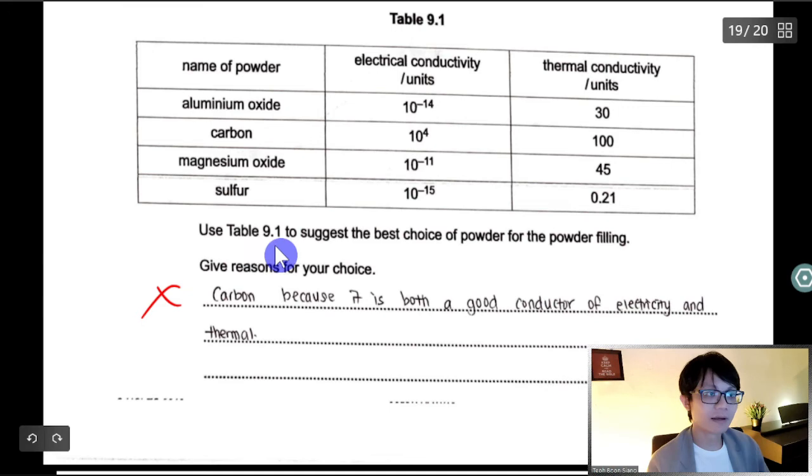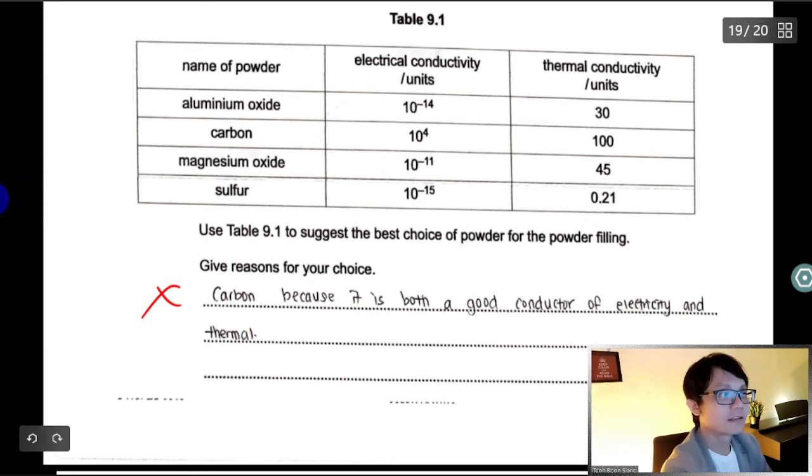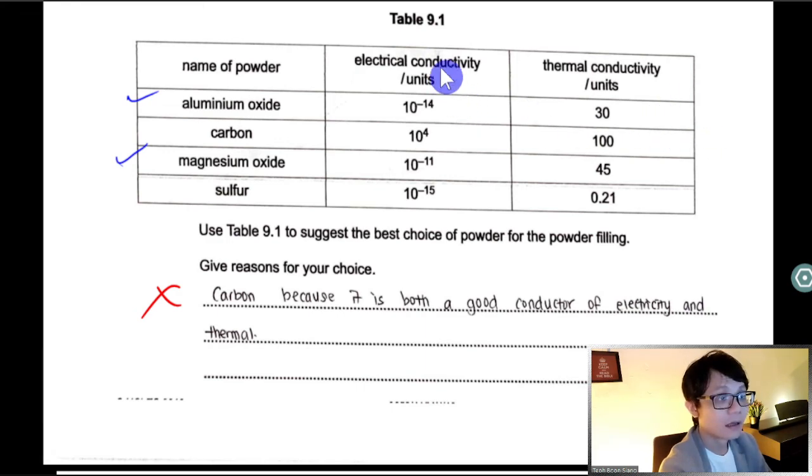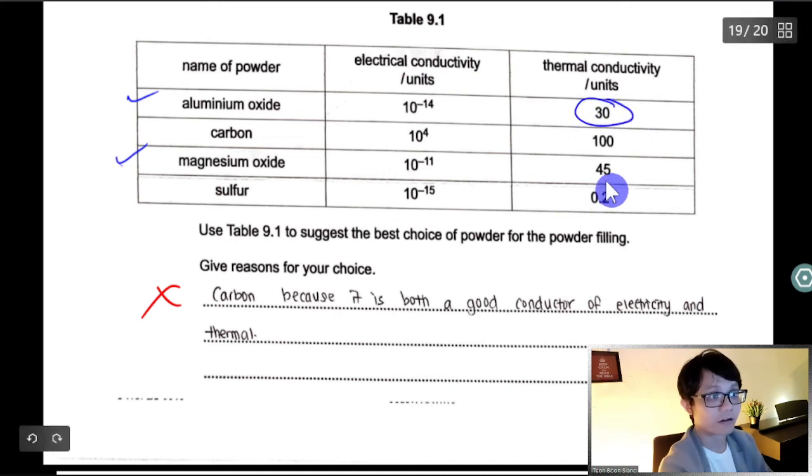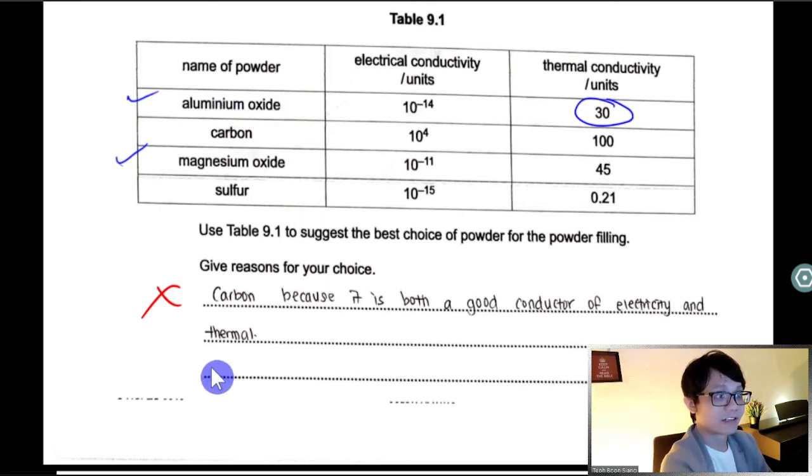Table 9.1 suggests the best choice of powder for powder filling. So what is the best choice? So your answer will be what? Very good. Either you want to use magnesium or aluminium. Let's take the lower one. The lower one will be, maybe we can say aluminium oxide. So your answer, for example, I just write aluminium oxide.